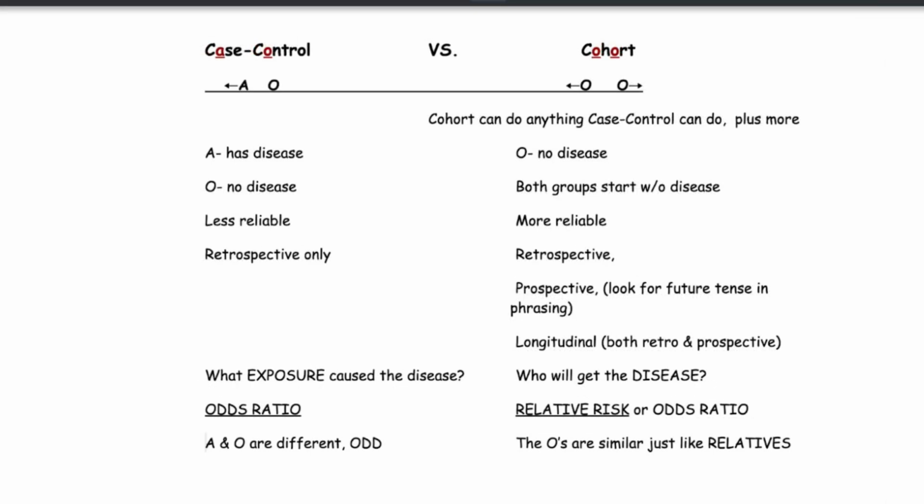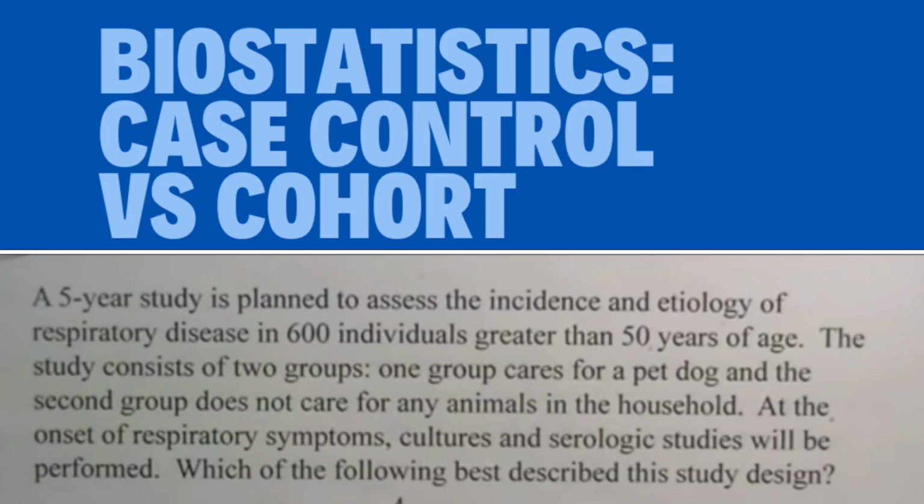And the way that we can remember that is that odds ratio is odd. The A and the O that we had for case control are different from one another. They're odd, so we can use odds ratio. And the trick for relative risk is that the O's in cohort are similar to each other, just like relatives. Now look at some studies and see if you can tell the difference between case control and cohort. Let's try this example. Take a moment and pause.